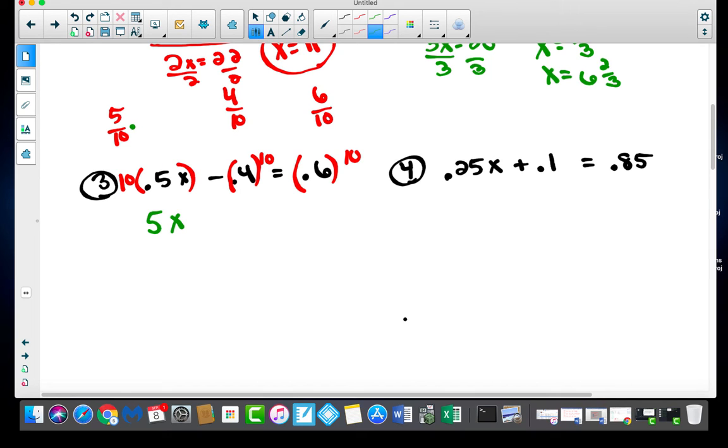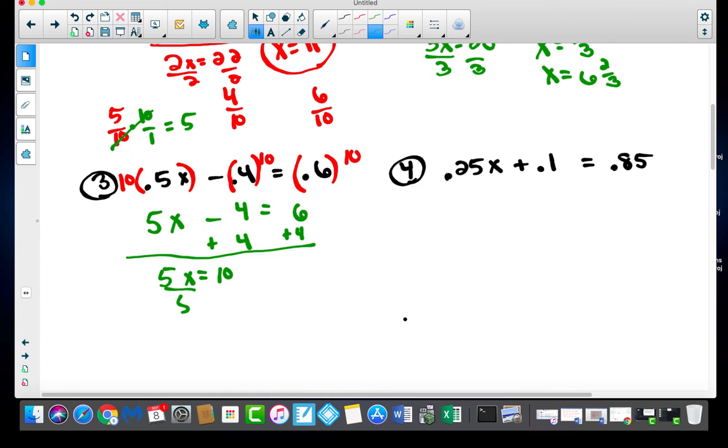Okay, and interestingly, I do 10 over 1 up here. 10s cancel, leaving 5 over 1, or just plain old 5. Of course, this becomes 4, and this becomes 6. And now I have a pretty simple two-step equation. I'll add 4 to both sides, and I'll get 5x equals 10. Dividing by 5 will tell me that x equals 2. And there you go.